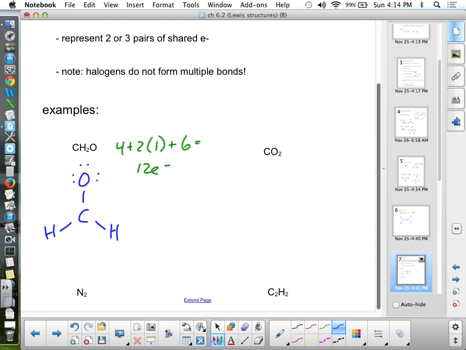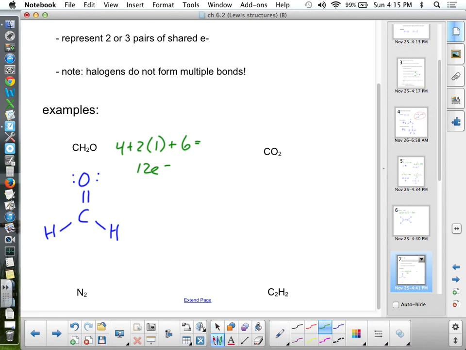I don't have any more valence electrons to draw, so I'm going to erase one of the lone pairs of electrons on the oxygen. I'm going to move it over to form a second carbon-oxygen bond. Now that pair of electrons, instead of being localized on the oxygen, is being shared between the carbon and the oxygen. Okay?